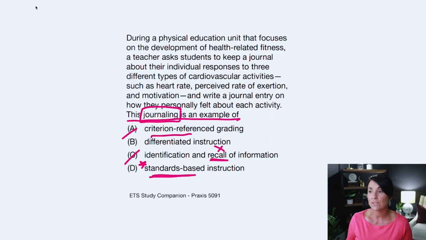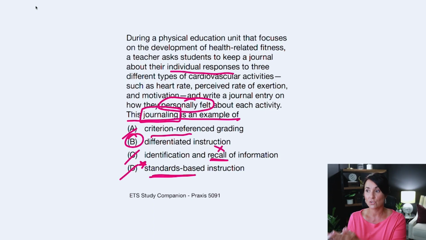During a physical education unit that focuses on the development of health-related fitness, a teacher asks students to keep a journal about their individual responses to 3 different types of cardiovascular activities, such as heart rate, perceived rate of exertion, and motivation, and write a journal entry on how they personally felt. Well, personally felt is not about the standards. It's actually differentiated instruction here because you're doing it by what each student feels, and journals are typically differentiated because it's about that one student who's writing in the journal. So B is going to be the best answer.